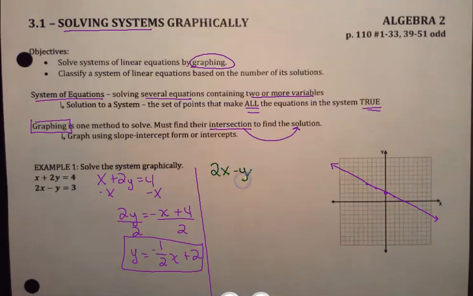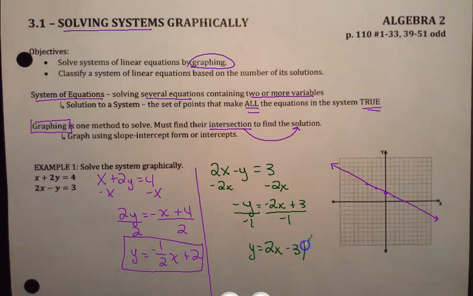2x minus y equals 3. Again, we're going to put it in slope-intercept form, so I'm going to subtract 2x. I have negative y equals negative 2x plus 3. Divide by negative 1. So y equals a positive 2x minus 3. My y-intercept is negative 3. My slope is 2, so remember that's 2 over 1. So 1, 2, 1.